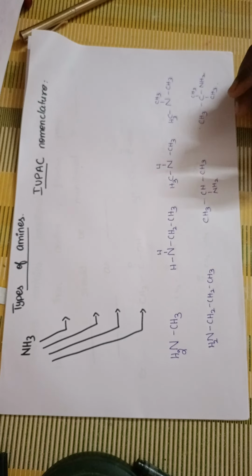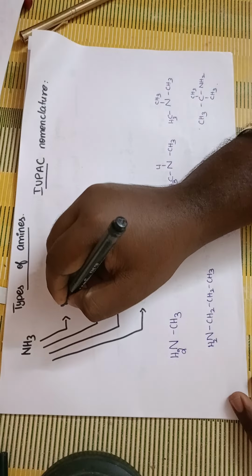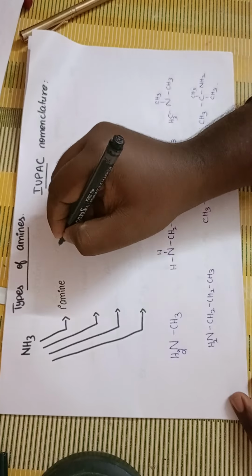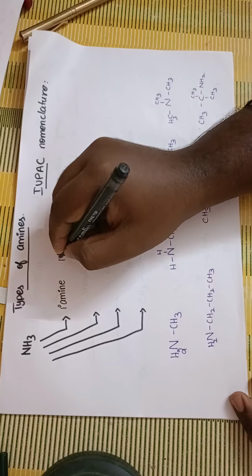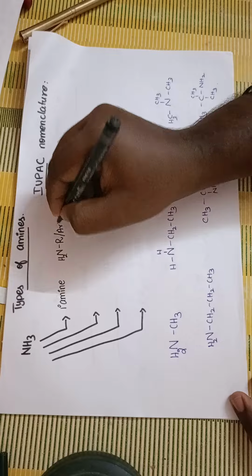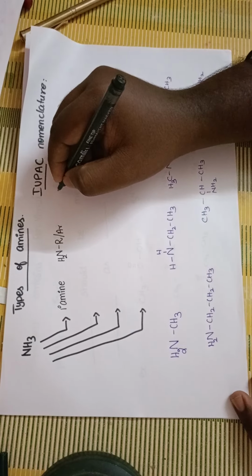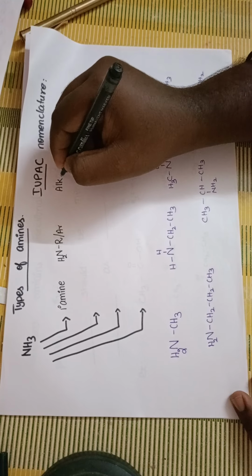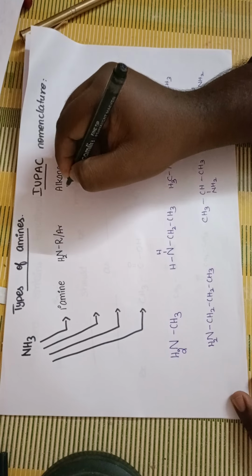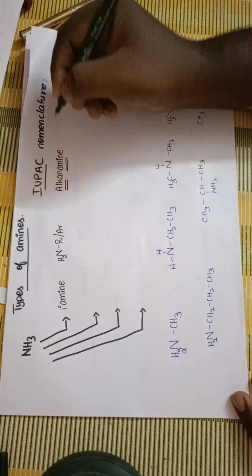So next, what we have discussed now. Primary amine means one of the hydrogens of ammonia is replaced by an alkyl or aryl group. For this type of amine, the IUPAC nomenclature is very simple: alkanamine. In the alkane part, we mention the number of carbons in the longest chain, with amine to mention the functional group.